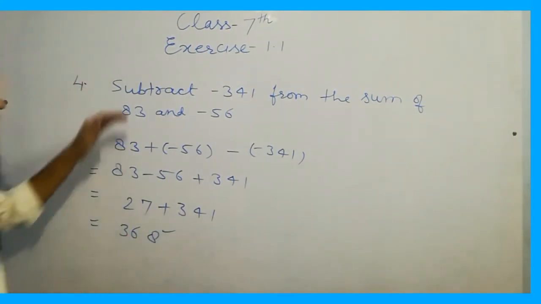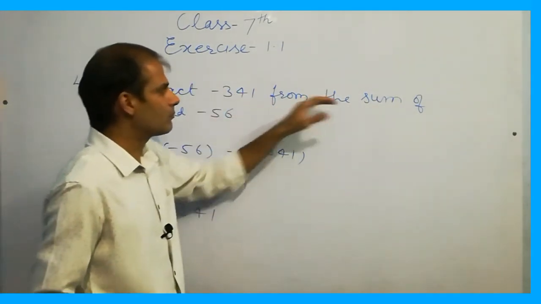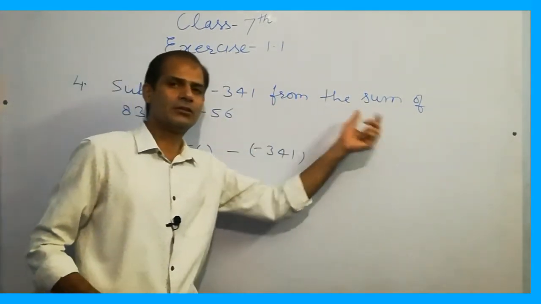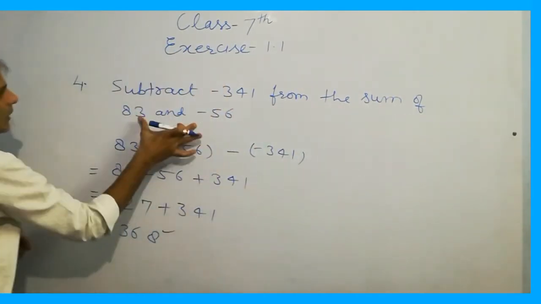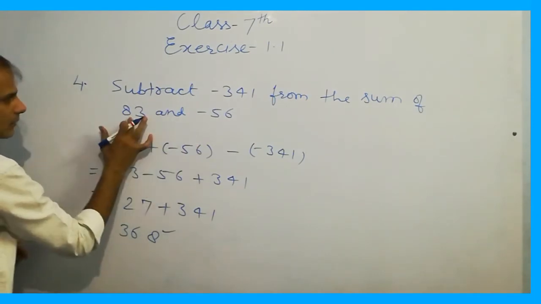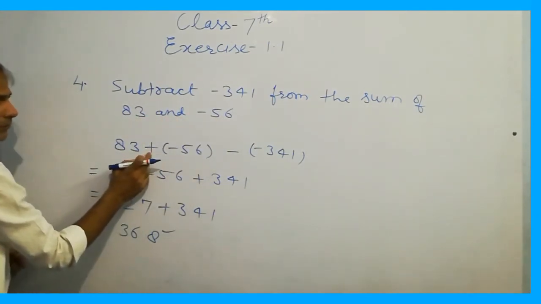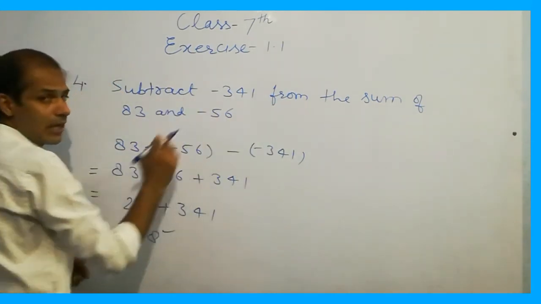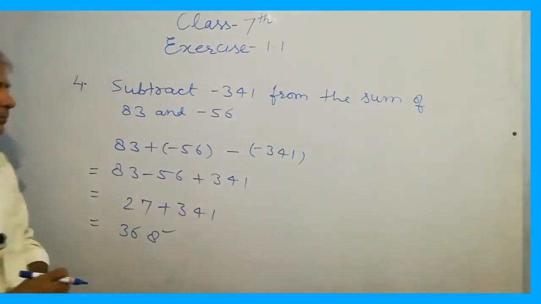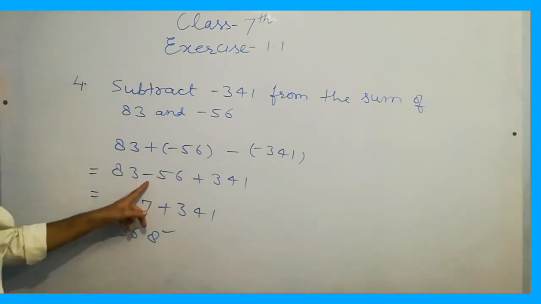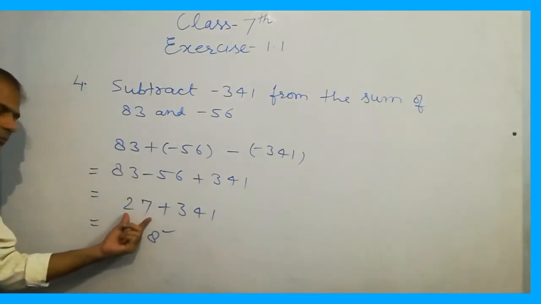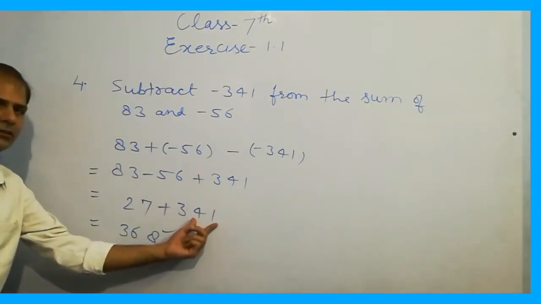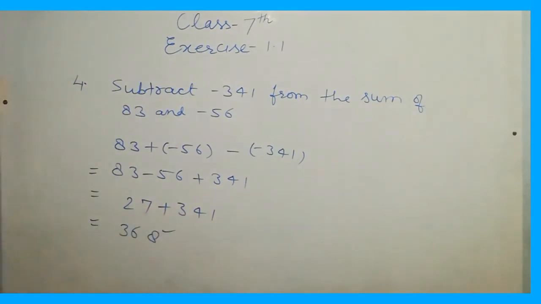Again I explain: subtract this number from the sum of these. So whatever number comes after from, we write first. So what is written after from? Sum of these. So we wrote the sum of these, 83 and -56. This is the sum. This is subtract, so we put minus here and -341 in the bracket. Now this plus minus becomes minus, minus minus becomes plus, and finally do this subtraction. You have 27. Finally add 341 and you will get 368. So pause the video and note it down.